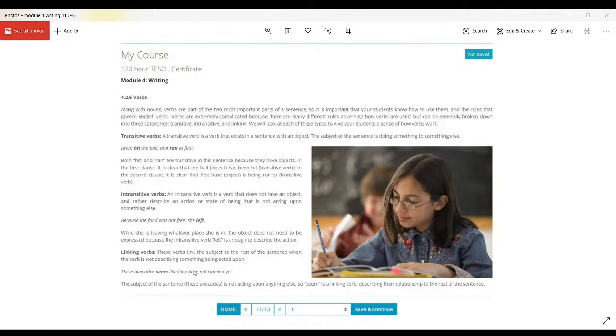Okay, linking verbs. These avocados seem like they have not ripened yet. So the subject of the sentence, these avocados, is not acting upon anything else. So seem is a linking verb, describing the relationship to the rest of the sentence. Save and continue.